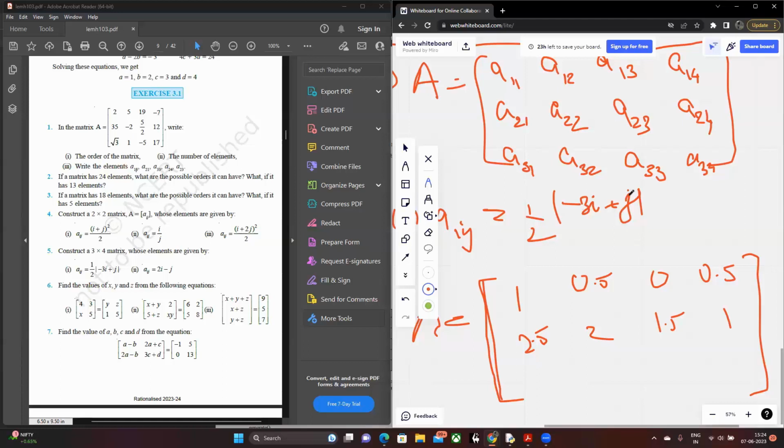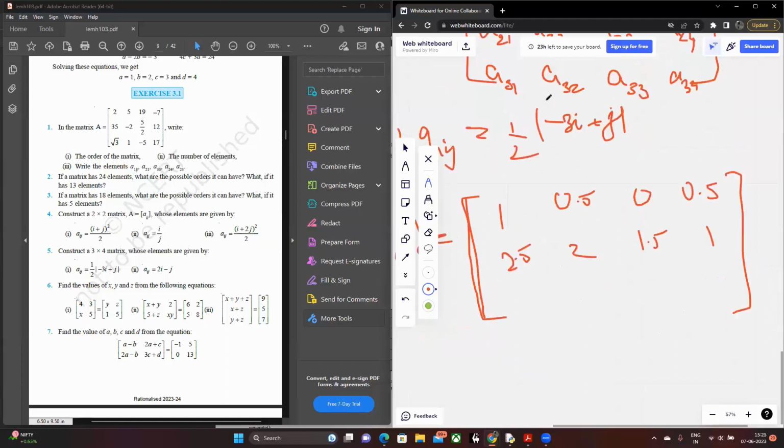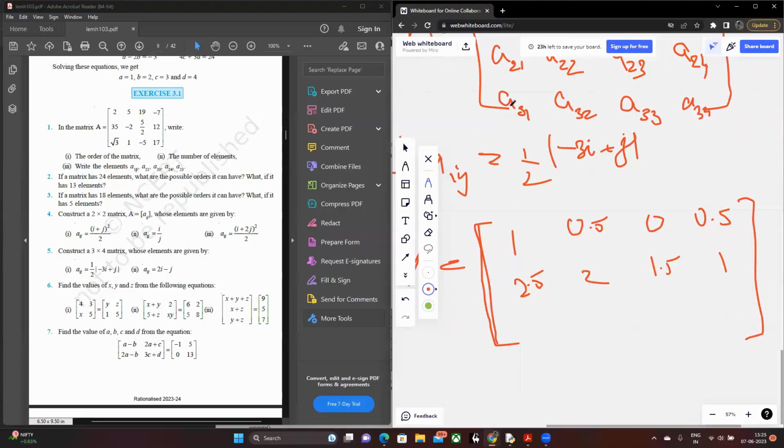Over here, this is minus 6 plus 2, that's minus 4. Mod of minus 4 is 4, and 4 by 2 is 2. Here is minus 6 plus 3, that's minus 3. Mod of minus 3 is 3, 3 by 2 is 1.5. And 2, 4 becomes minus 6 plus 4, that's minus 2. Mod of minus 2 is 2, 2 by 2 is 1. Similarly, over here, this is going to be minus 9 plus 1, that's minus 8.